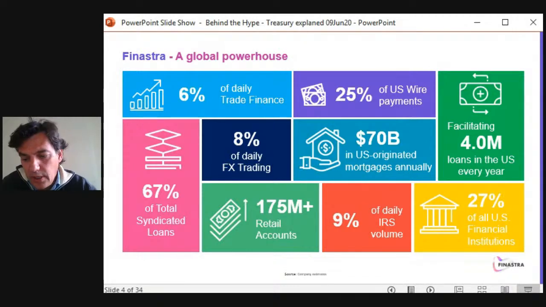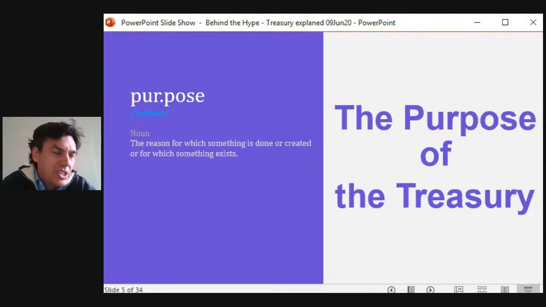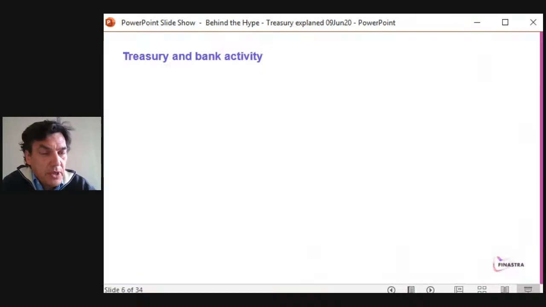And this is what we're going to see right now. I would like to look at the purpose of the Treasury, and why it exists. We know that in every single corporate there is a Treasury function, but we cannot really imagine what happens within a bank. And to start this, I would like to bring a bit of background and perspective.